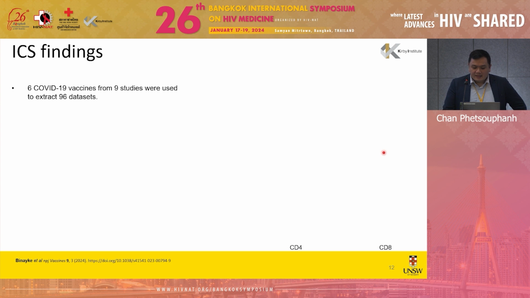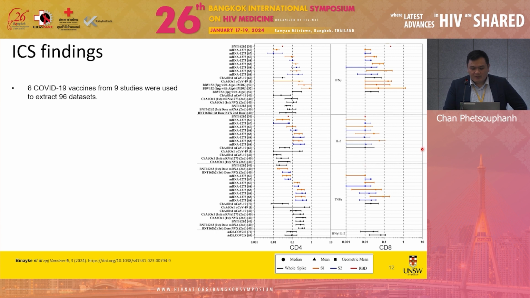So with ICS, they analyzed 6 vaccine candidates from 9 studies, and they looked at 96 data sets. From the plot, it's been separated by what they were looking for: interferon gamma, IL-2, TNF. There are only 2 studies that look at interferon gamma and IL-2. CD4 responses are on the left and CD8 responses are on the right.